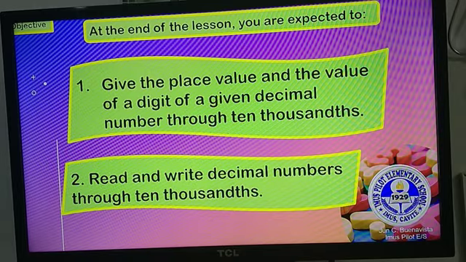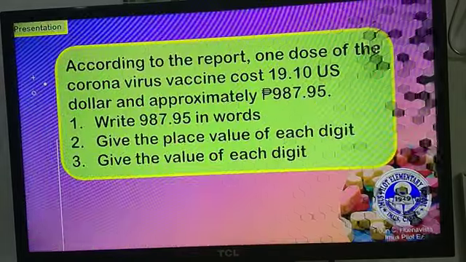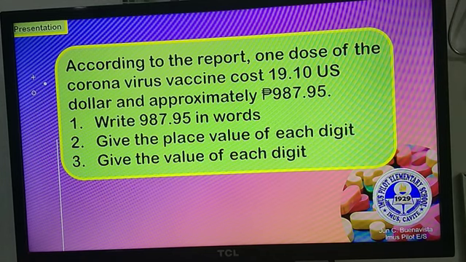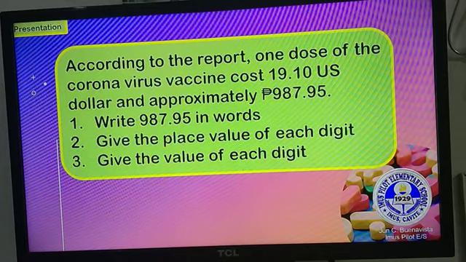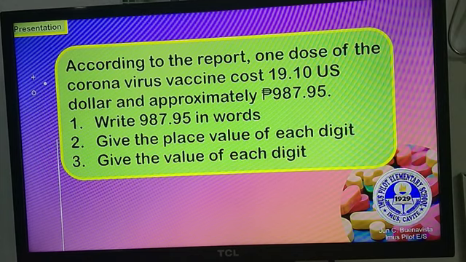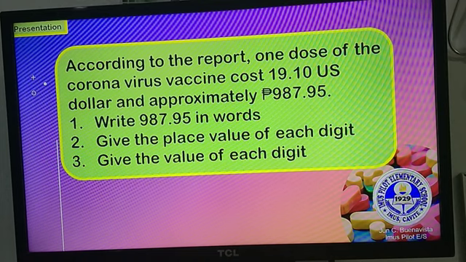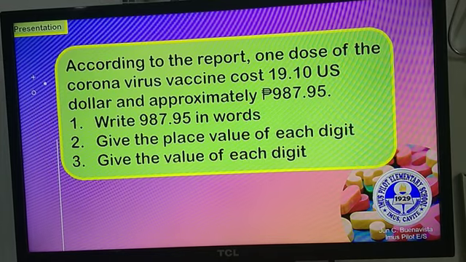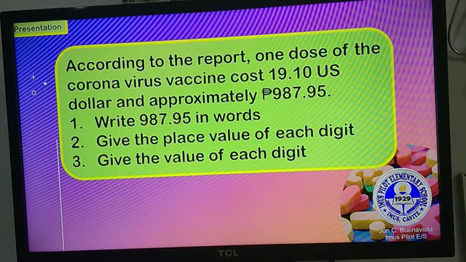So let's have this problem. According to the report, 1 dose of the coronavirus vaccine cost $19.10 and approximately 987 and 95 centavos in peso or in Philippine money. Okay, so we are going to answer this. 1. Write the number 987.95 in words. The number 2, give the place value of each digit. And then the number 3, give the value of each digit.